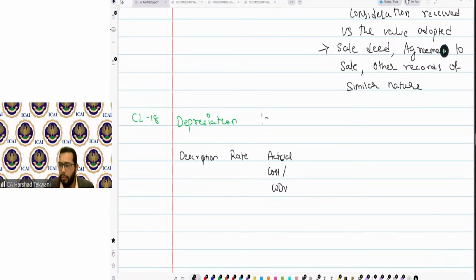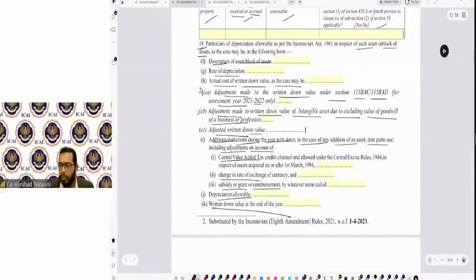Now, then you need to provide additions, deductions. I will not cover these three, because they were one-time adjustments that are required to be done in 2021 because of these amendments. So in most of the cases, all these adjustments are done. Now your actual cost or WDV, this H and this double C will be same.